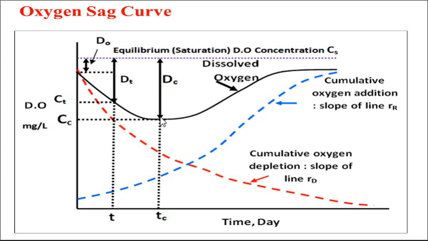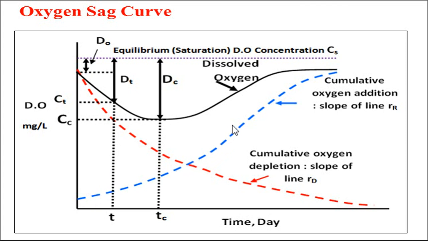it remains for a certain length of the stream, and after that the DO regains or increases like this, and after a certain length of the stream, DO is equal to the DO before disposal of the wastewater. So this is called the dissolved oxygen curve. Second one, if the natural processes are not present for the DO increase, then the blue line is shown for the cumulative addition of oxygen.